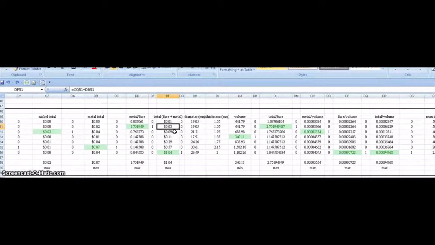So I'll explain this again. I calculate a total value, which is the face plus the metal value. Maybe all coins have a numismatic value also, but that one I can't really calculate, so I don't include that. But that's certainly a real component of some coins. The total is the face plus the metal value, and that matters.